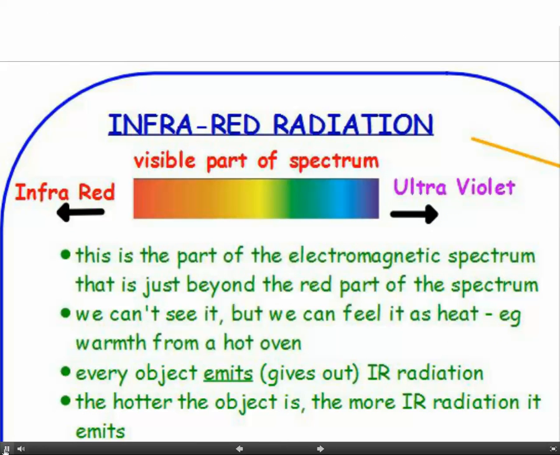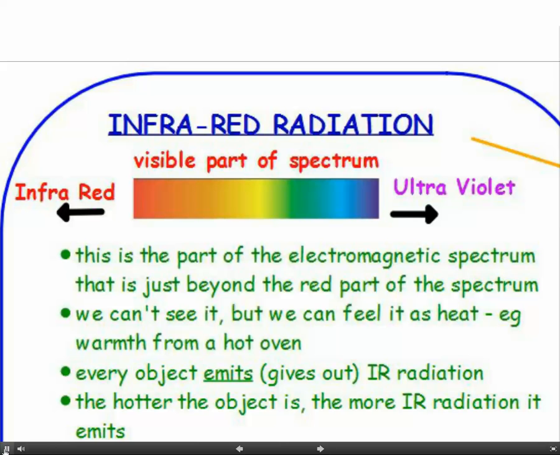Infrared radiation. Now this is the part of the electromagnetic spectrum that's just beyond the red part of the spectrum. So looking at the rainbow of colours there, this is the visible part of the spectrum. These are the colours of light that we can see. And infrared radiation is just beyond the red part of the spectrum. We can't see it, but we can feel it as heat. For example, we can feel the warmth from a hot oven.